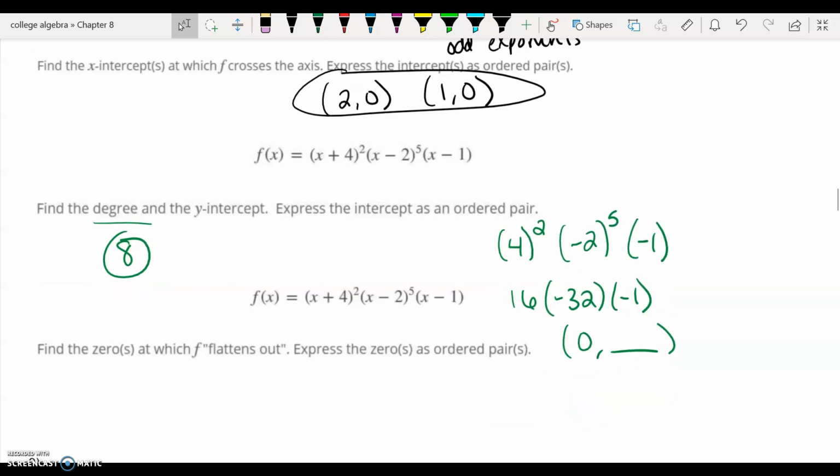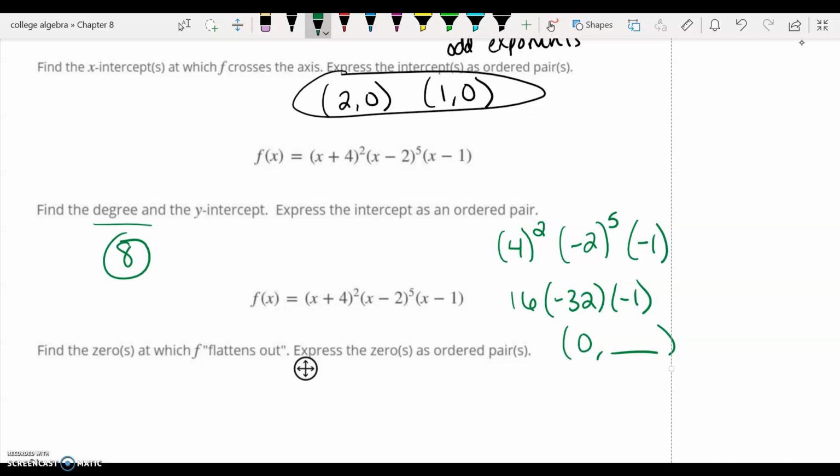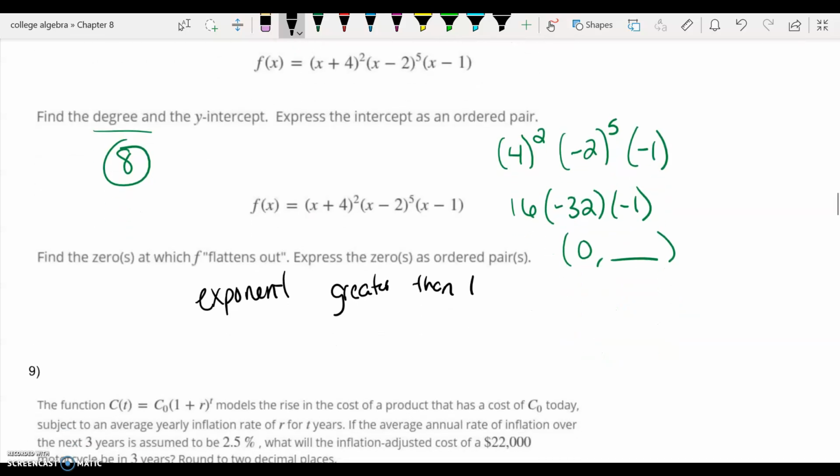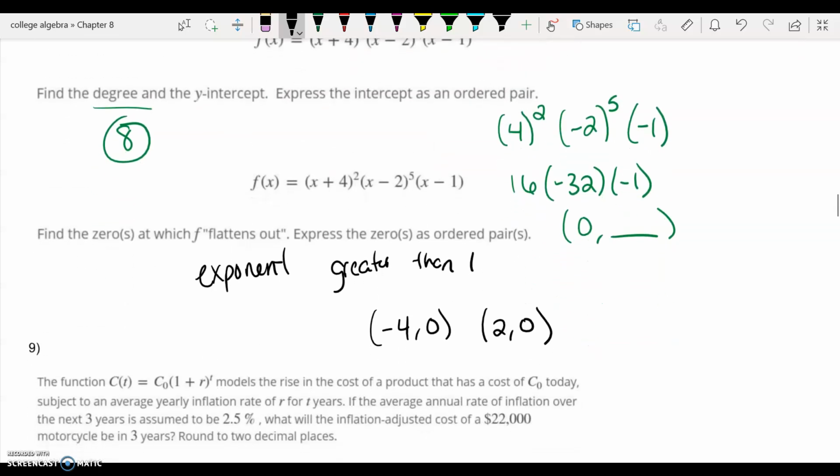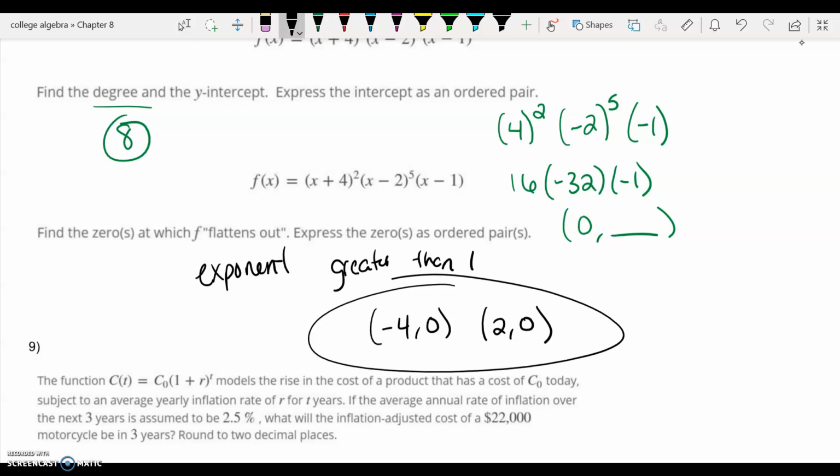The ones that flatten out are anything greater than 1. So exponent greater than 1. So the exponents that are greater than 1 are -4, 0, and 2, 0. Alright, so that's the answer to that three-part question.